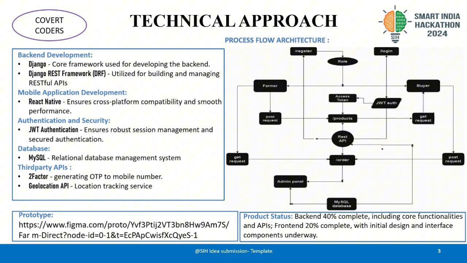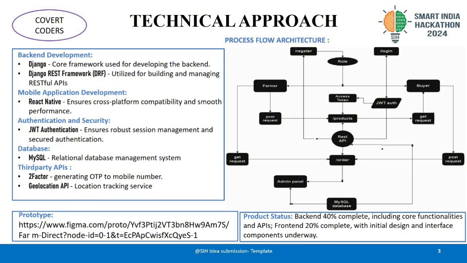Now let's see the technical approach of our product. For front-end mobile application development, we are using React Native, which ensures cross-platform compatibility, and we are using TypeScript as the programming language and NativeWind CSS for styling. For back-end development, we are choosing Python Django as the core framework, and Django REST Framework for building REST APIs. For authentication, we are using JWT authentication, which is very secure for user login. And for the database, we are using MySQL as the relational database management system.